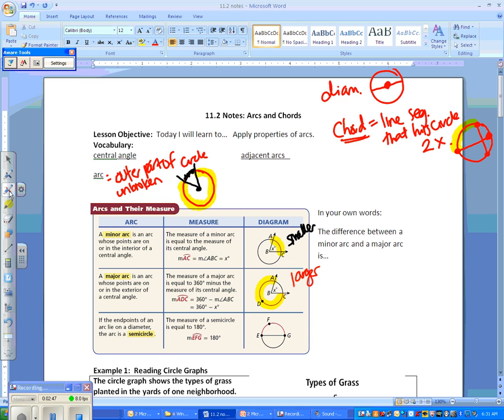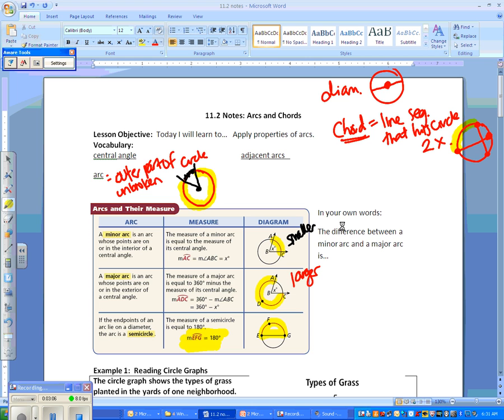And then we need to know what a semicircle is. Some of you guys can take a guess. Semi means half of a circle. And it's really important that you remember that a semicircle will always be 180 degrees. Because if you think about it, this is a straight line, and we know that straight lines are 180 degrees.